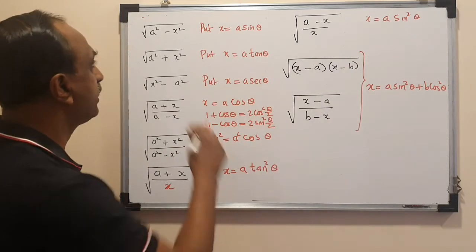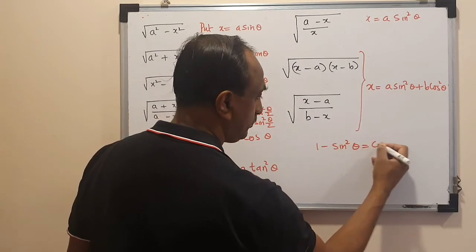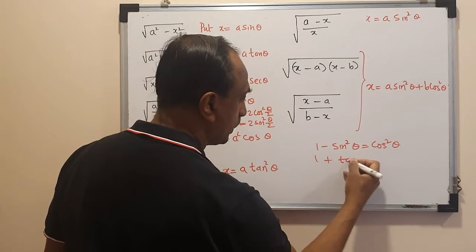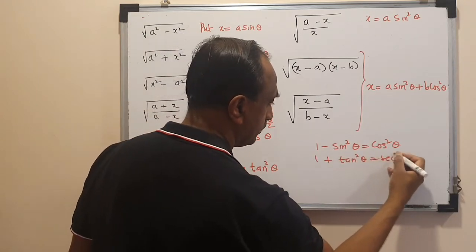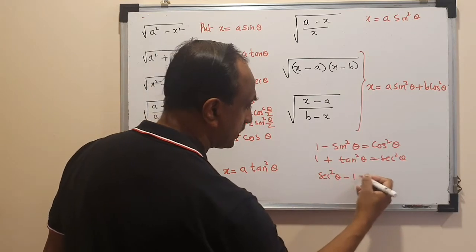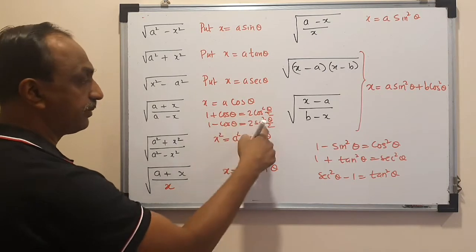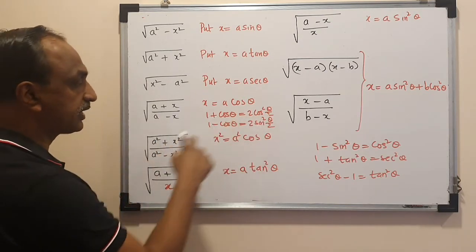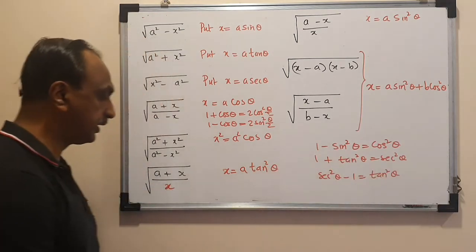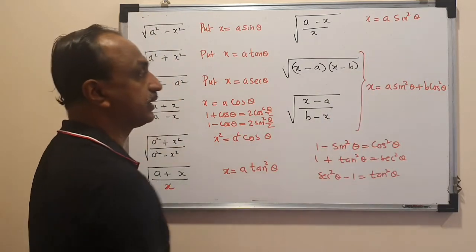All are based on, see, the first one is based on 1 minus sin square theta is cos square theta. Everything is based on the formula. This is based on 1 plus tan square theta is sec square theta. This is based on sec square theta minus 1 is tan square theta. This is based on 1 plus cos theta and 1 minus cos theta. This again is based on the same formula. This is again based on 1 plus tan square theta is sec square theta. This is based on 1 minus sin square theta is cos square theta.